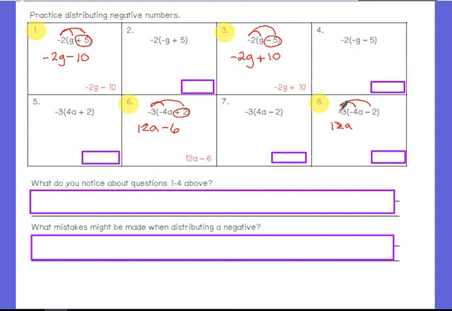Then next term I have a negative times a negative. That gives me a positive. 3 times 2 is 6. See if I can combine like terms. I cannot. They are different terms, so I cannot combine. That would be my final answer.